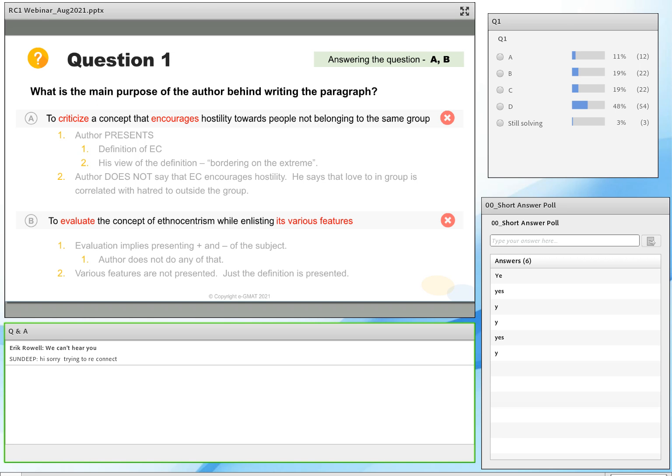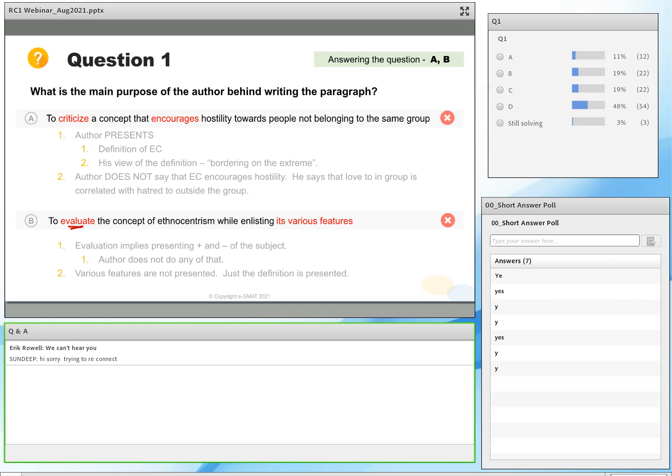Now let's look at option B. And option B was also somewhat popular. 20% of the batch chose it, and as one of the students rightly pointed out, there is no evaluation happening. To evaluate fundamentally means to assess. If I'm evaluating artificial intelligence, that means I'm assessing artificial intelligence. What do I mean by assessing artificial intelligence? I look at the pros and the cons. That's how you typically assess something.